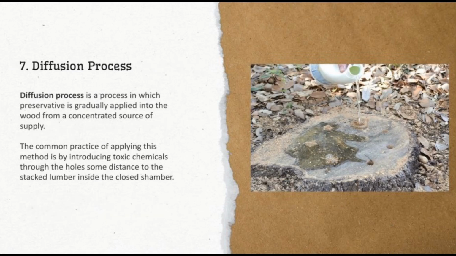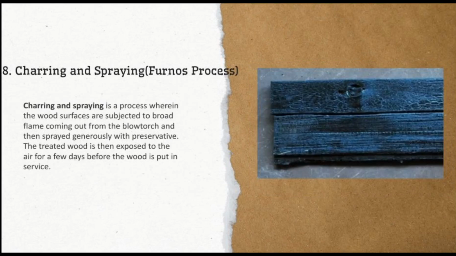Diffusion process, in which preservative is gradually applied into the wood from a concentrated source of supply. The common practice of applying this method is by introducing toxic chemicals through holes some distance into the stock lumber inside the closed chamber.